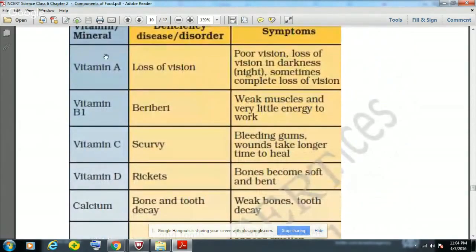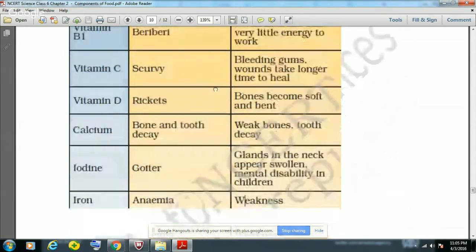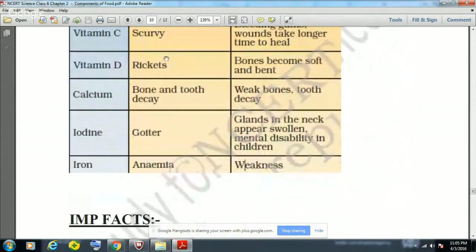Vitamin A deficiency results in loss of vision. Symptoms could be poor vision, loss of vision in darkness, and sometimes complete loss of vision also takes place. Vitamin B1 deficiency results in beriberi. The symptoms are weak muscles and very little energy to work. Vitamin C deficiency results in scurvy, and symptoms could be bleeding gums and wounds taking a longer time to heal. Vitamin D deficiency results in rickets. Bones become soft and bent in rickets.